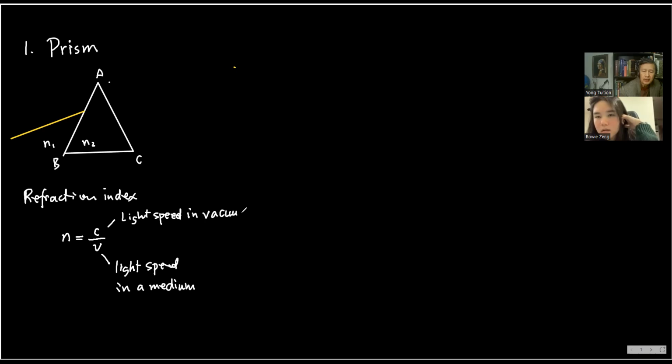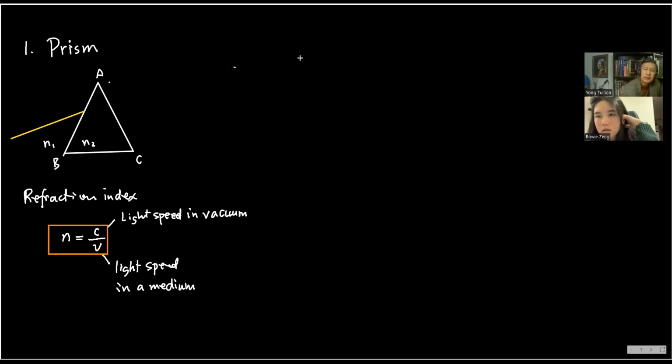However, because it's in air, there are not many particles. Therefore, the index is also close to 1. You see. Yes. This is a very basic equation. I think we need to highlight that.